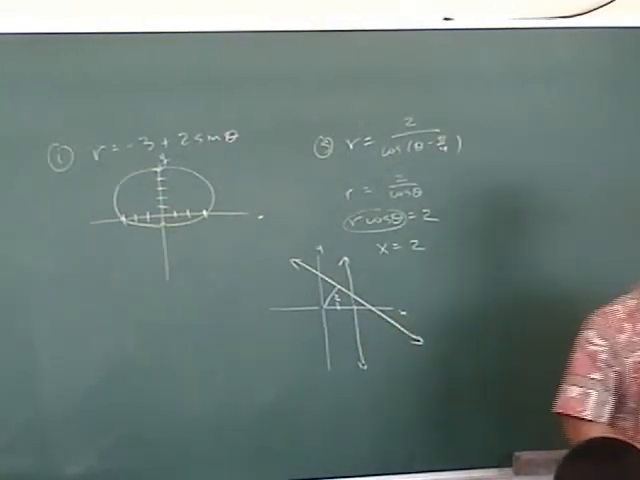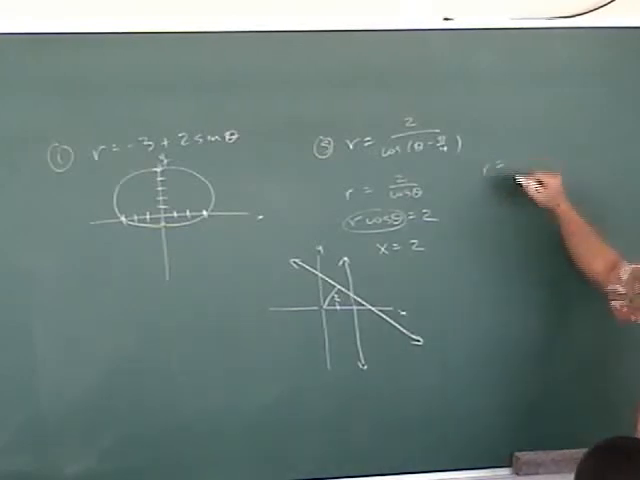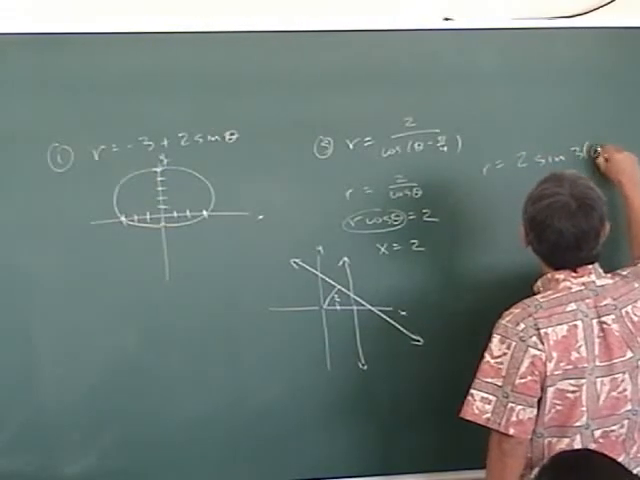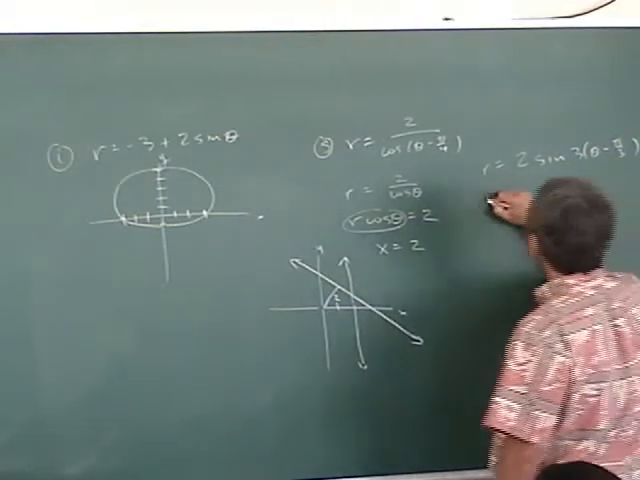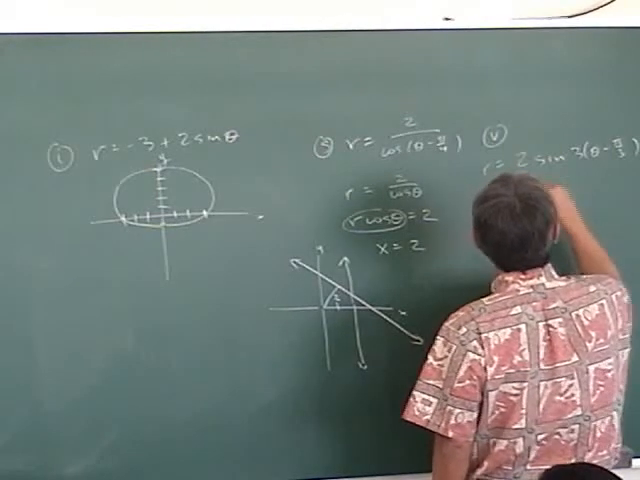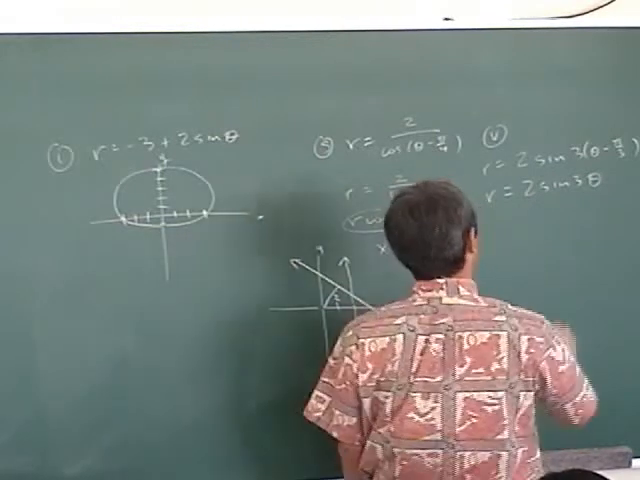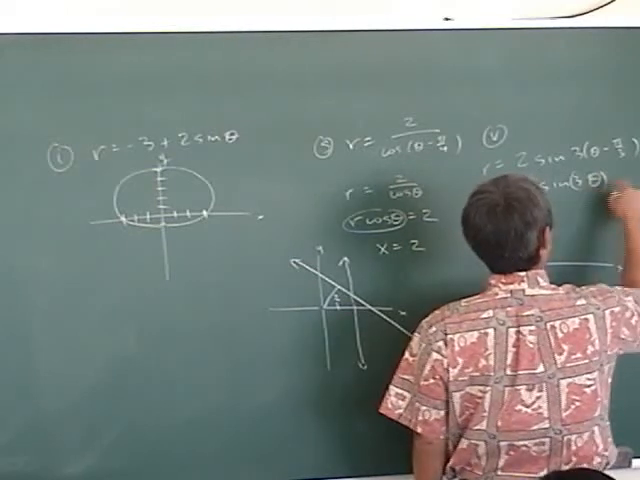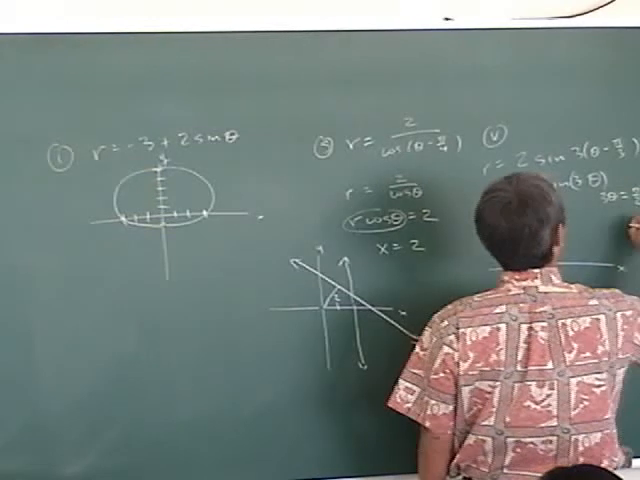And then V. Wait, R equals 2 sine 3 theta. Gosh, I forgot already. Pi over 3? Okay. So first you take the base graph. This is V, yeah? 2 sine 3 theta. What is this? It's a rose curve with 3 petals. And since this is a sine one, you set the argument equal to pi over 2. So theta equals pi over 6.